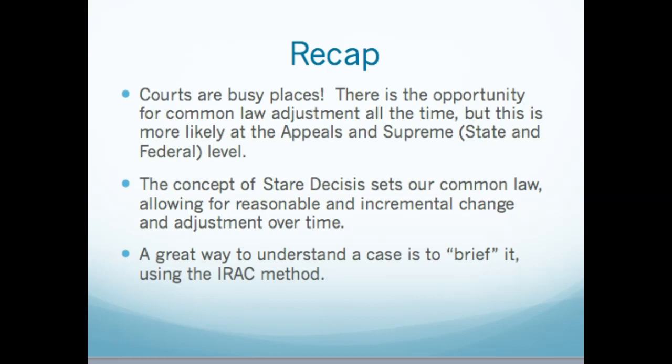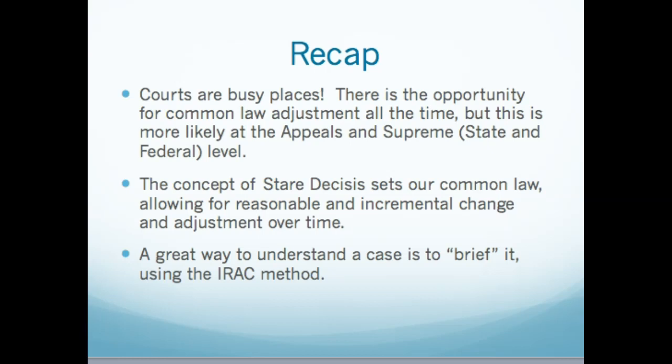There's an opportunity for common law adjustment all the time. Any one of those courts could make a decision that hasn't been made by somebody above them before, and it becomes the precedent, quite frankly. But it's more common at the appeals court and Supreme Court, state and federal Supreme Court levels. Those are really where the big changes and precedents are set that allow us to modify the law to allow for our own judgments and exceptions.